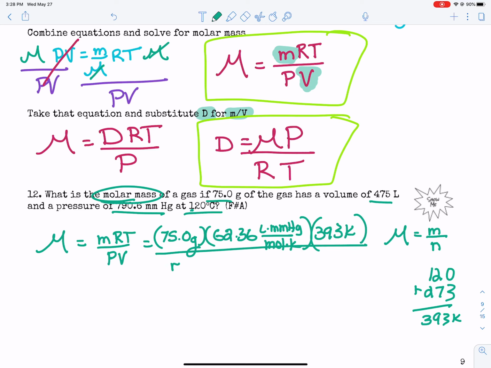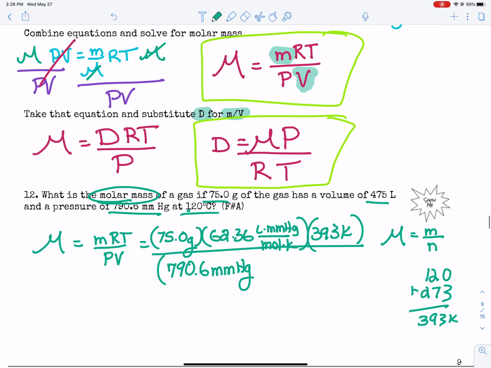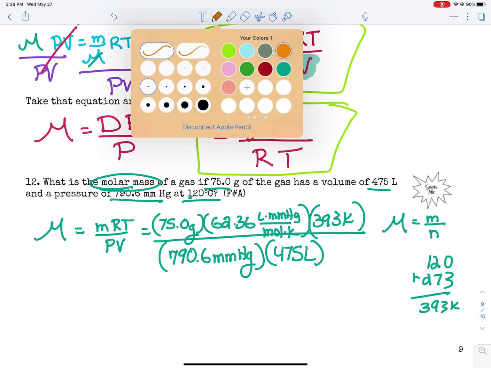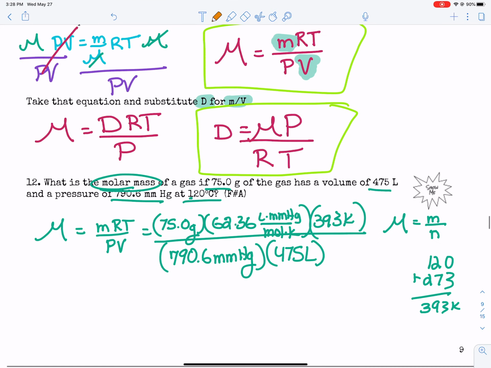What is the pressure? 790.6 millimeters of mercury. And then what was the volume? That's 475 liters, right? Look at how all these units cancel out. Millimeters of mercury cancel, liters cancel, Kelvin cancel. So what are you left with? Well, mathematically, I'm left with the number 4.89 gram on the top, mole on the bottom. And yep, that's the right unit for a molar mass, a gram per mole. How many grams are there in 1 mole?